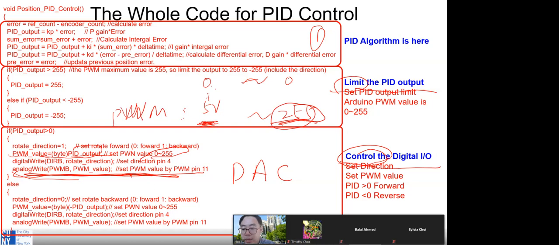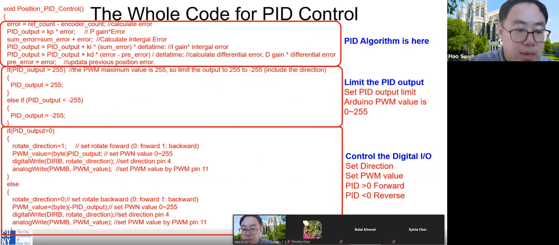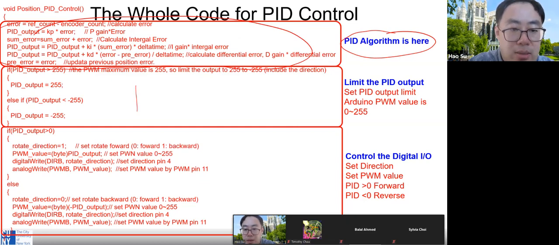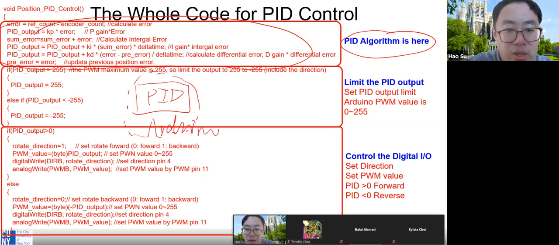So let me rephrase this. In this portion, we calculate the PID, so here you implement your PID controller. As we mentioned, this is your PID controller, and you do this inside the Arduino. In the Arduino, you get this number. For example, if you calculate 187, this is your output.